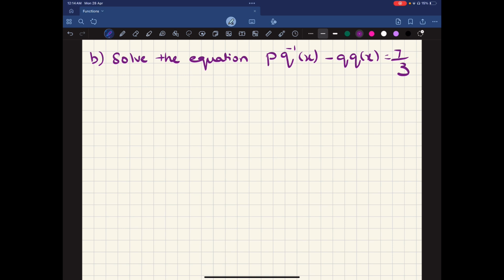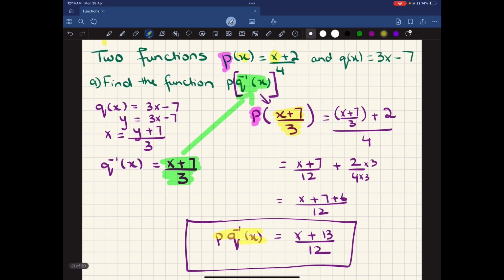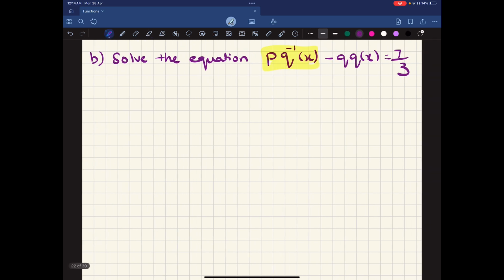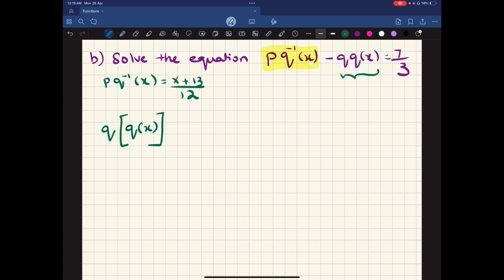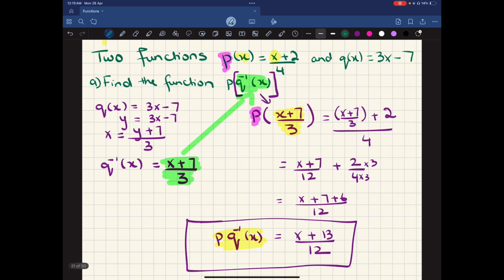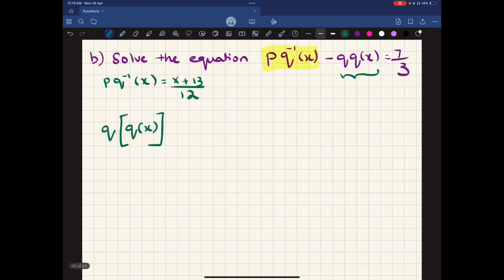Okay, so we've evaluated this part of the equation in the previous part. Here, we're simply going to write that down. So pq inverse x is equal to x plus 13/12. Now we need this part of the equation. So to find qqx, we're going to place brackets. What is function qx? It's 3x minus 7. So we're going to replace this with 3x minus 7.